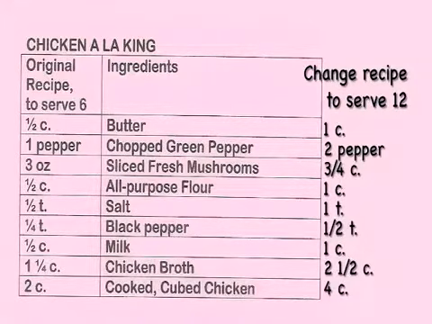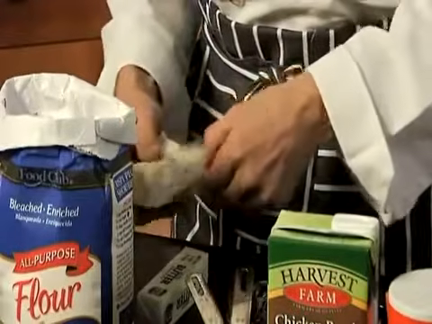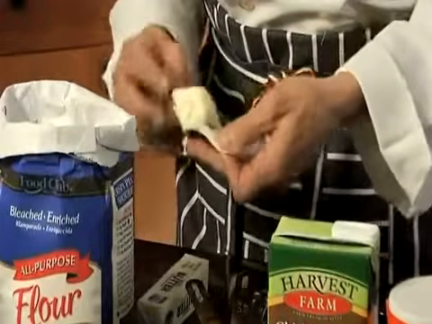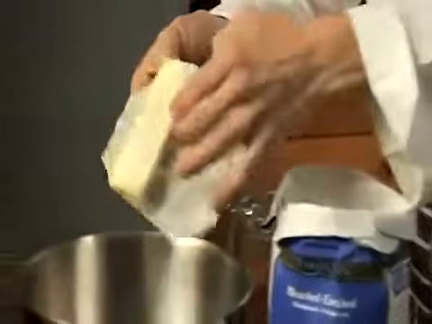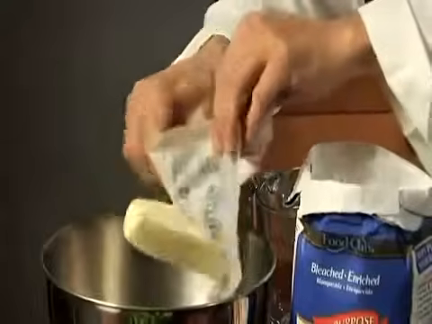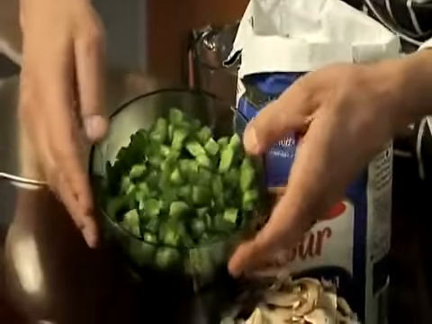Let's see if we got the same answers. Half a cup of butter doubled is 1 cup. To measure butter, you can use the handy-dandy markings on the paper wrapper. Instead of 1 green pepper chopped, I have 2 green peppers chopped. The sliced mushroom calculation is a bit tricky.